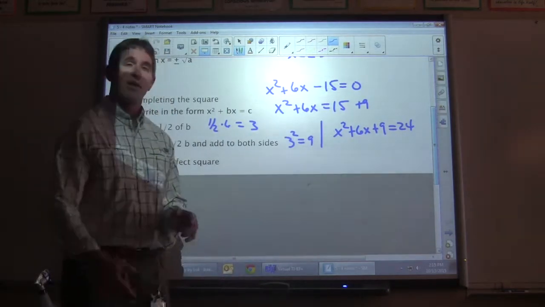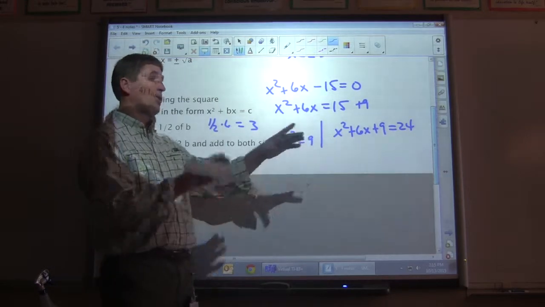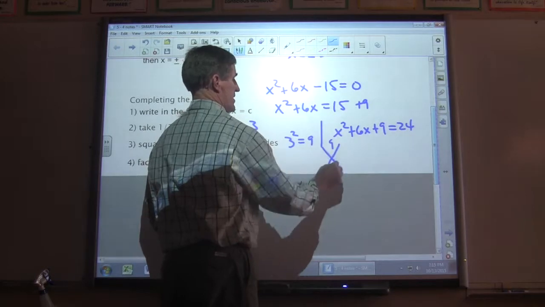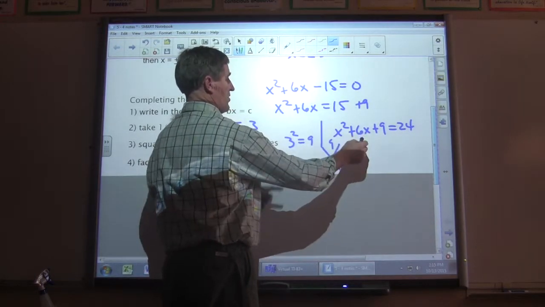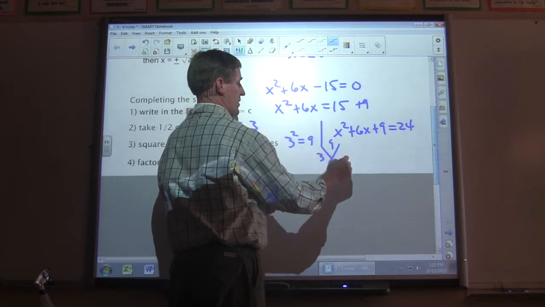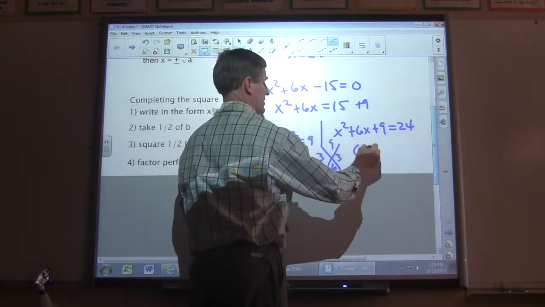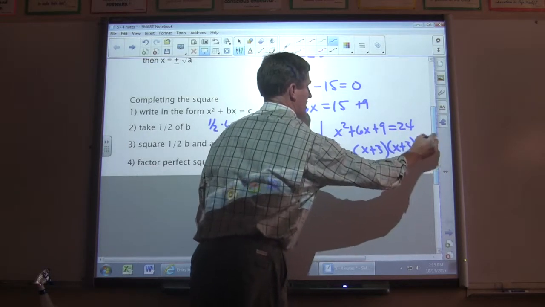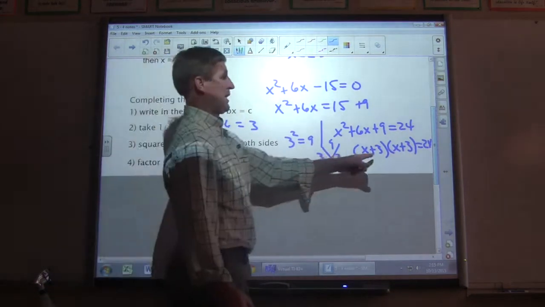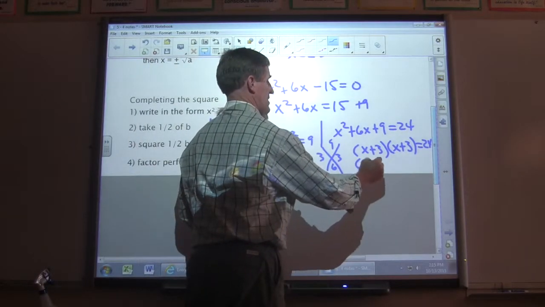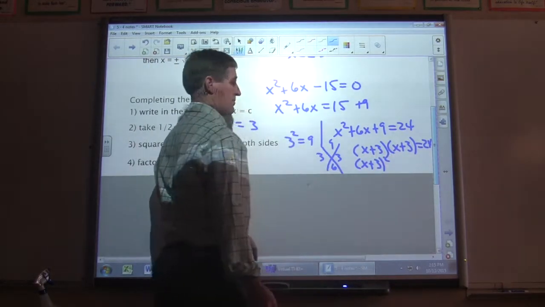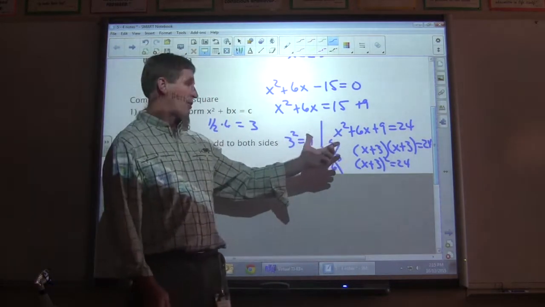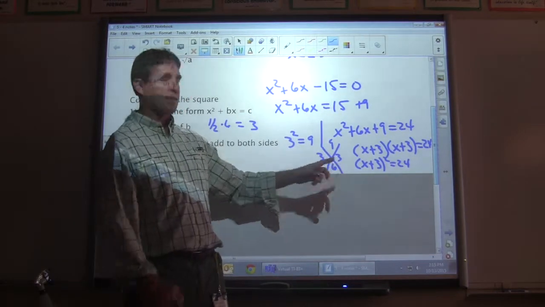Now, here's the thing on this. We're putting it in this format for a reason. We could do the x method. We could put 9 up here and 6 down here, and the numbers that multiply together to give us 9, then add to 6 are 3 and 3. And so we would get x plus 3 times x plus 3 equals 24. But x plus 3 times x plus 3 could be written as x plus 3 squared equals 24. Well, the reason it's called a perfect square is because this always happens.